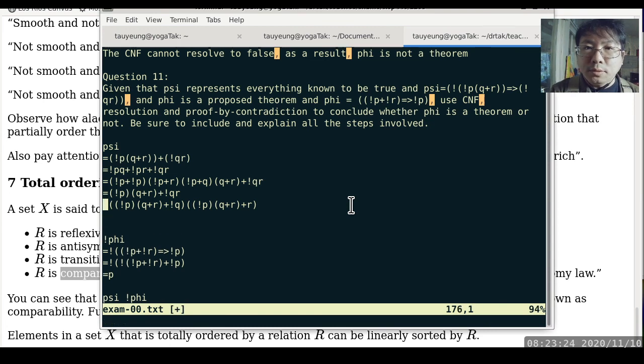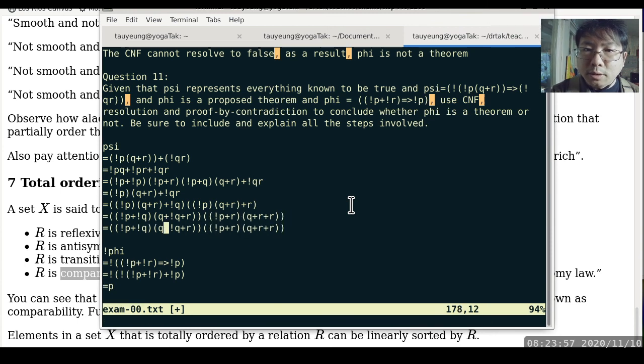All right, so let's do this by hand one more time. Not P or not Q. Yeah, this one is Q or not Q or R. On the other side, we have not P or R. And then we have Q or R or R. All right, so now we simplify. This whole thing simplifies away. And this is becoming that.